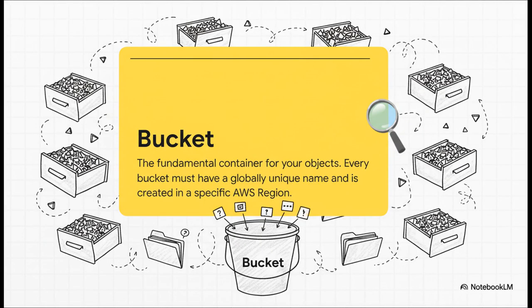Okay, so in our infinite warehouse, the very first thing you need is a container, a place to put your stuff. In the world of S3, that's called a bucket. Think of it like a main folder or a drawer in that cabinet. And here's the crazy part. Every single bucket across the entire S3 system globally has to have a 100% unique name. That's how S3 keeps track of everything.